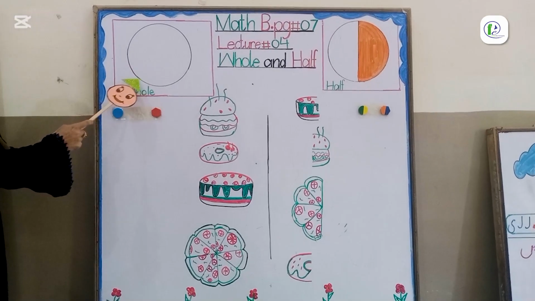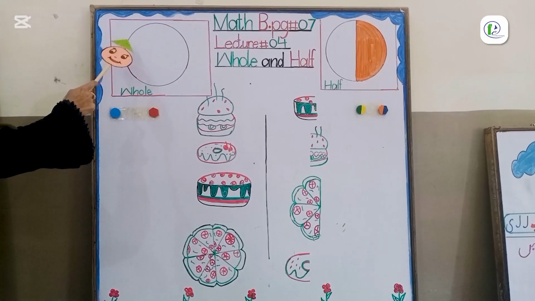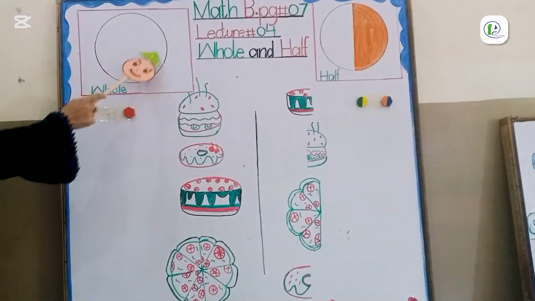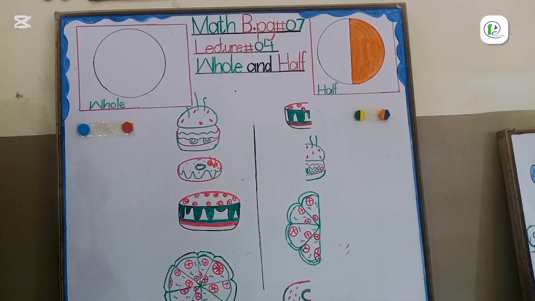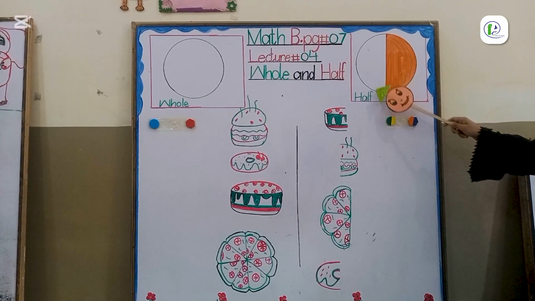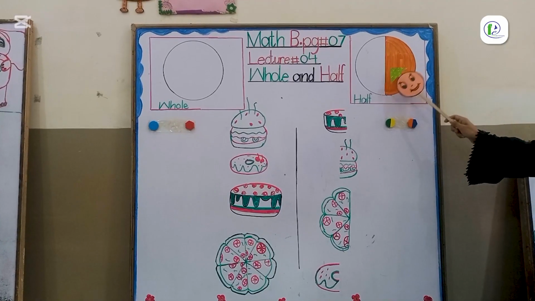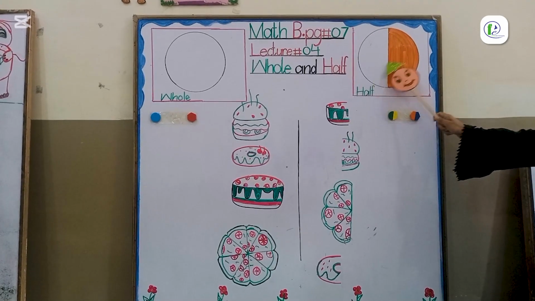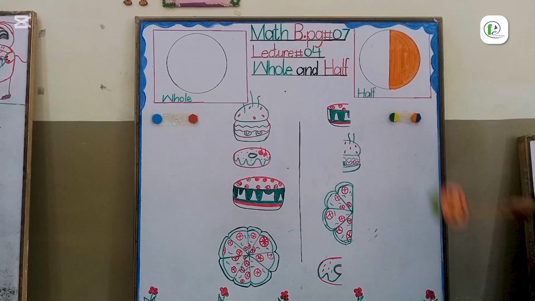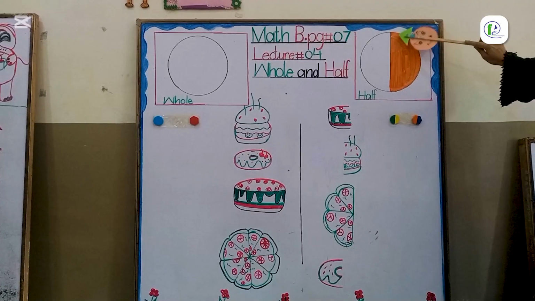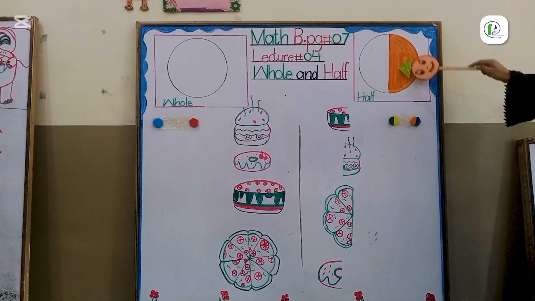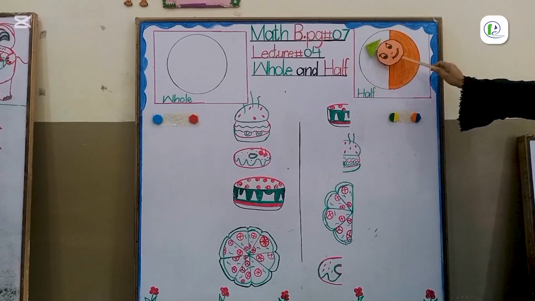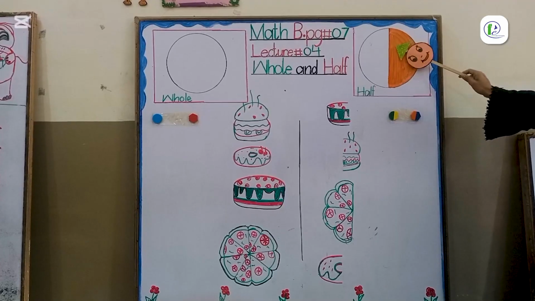Okay, you can see this is a circle. We can say this picture is whole. Okay, you can see this is a circle, but this circle is divided into two parts. Each part is called a half. You can see the orange part is half and the white part is half. One circle divided into two equal parts is called half.